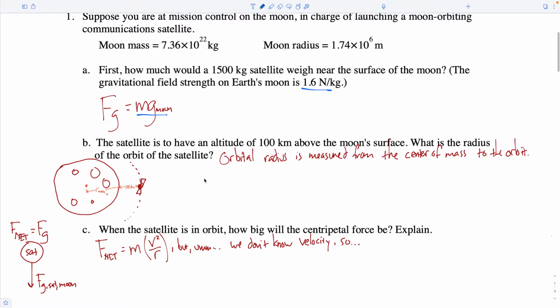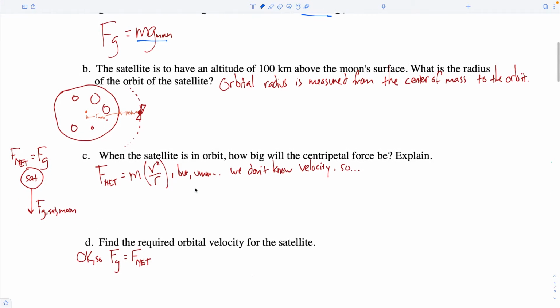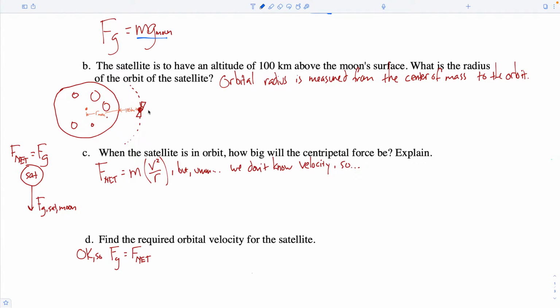All right, 1B. Now it's telling you the satellite's orbit is going to be 100 kilometers above the surface of the moon. So be careful, again, when you're measuring the radius for finding the force of gravity, you need to measure to the center of mass of the objects. So you need to take that 100 kilometers, add it to the radius of the moon, and that would be the radius of the orbit for the satellite.